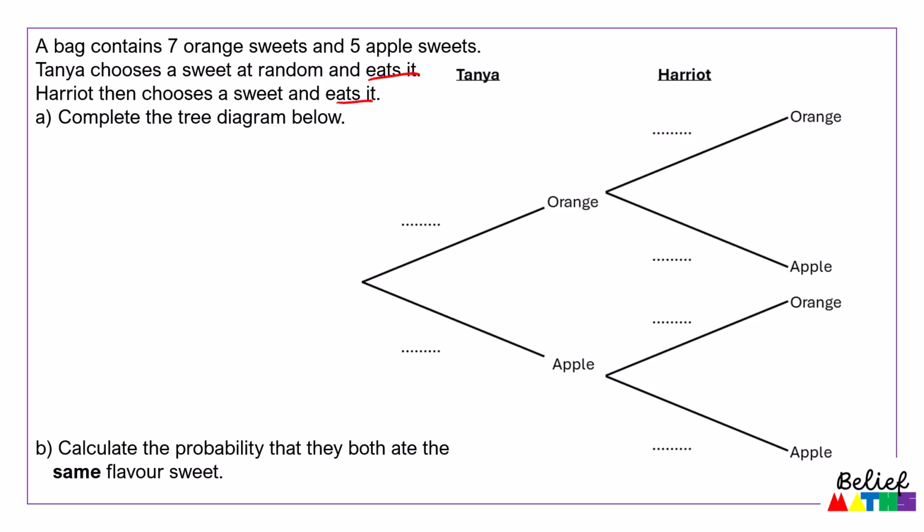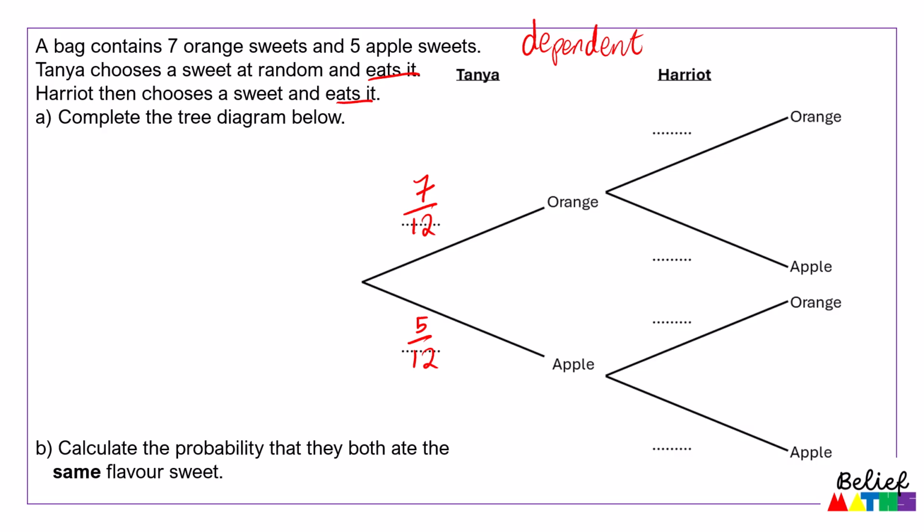So therefore the probability for Harriet will change based on the choice that Tanya has made. So therefore these are what we call dependent events. Okay, they're dependent events because depending on what happens for Tanya, it's going to change the probabilities for Harriet. So we'll look at Tanya first. So there are 7 orange sweets, and in total there are 12 sweets in the bag. For apple, it's 5 out of 12. So that's really straightforward for Tanya.